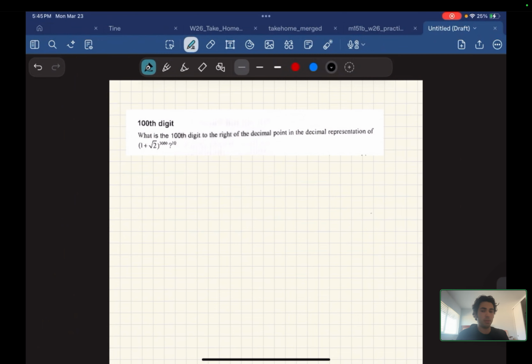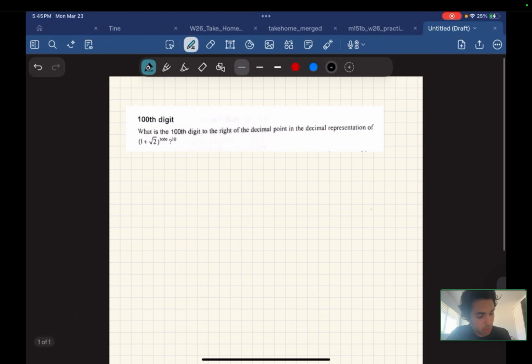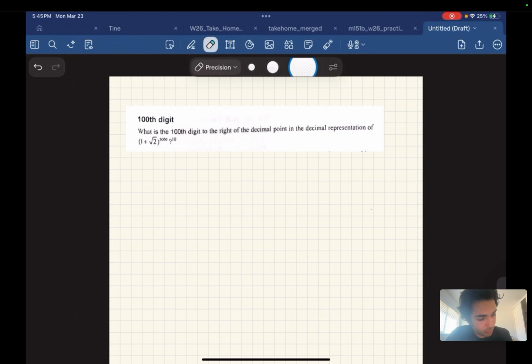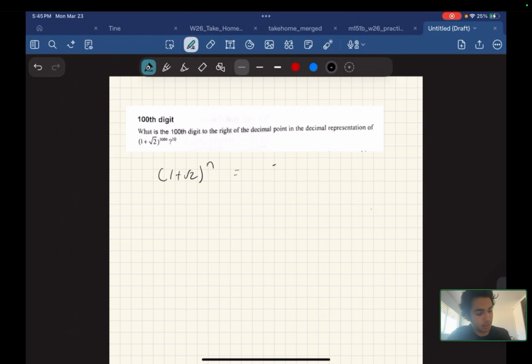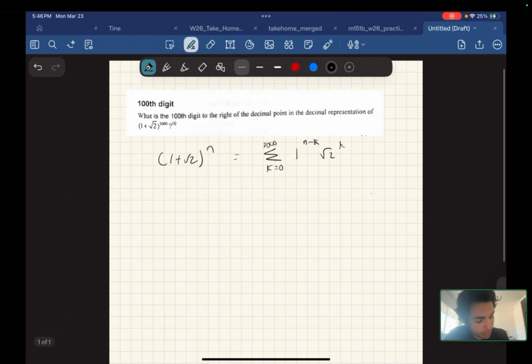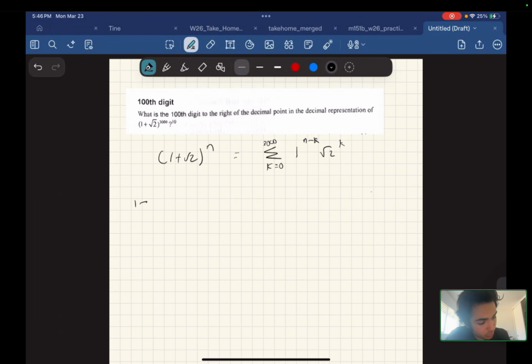Firstly, we have to know the binomial theorem, that says (1 + √2)^n, call it n, any value for now, is the summation from k equals 0 to 3000 of 1^(n−k) times √2^k. And if you know the conjugate of 1 + √2, it's the same thing, but take the plus and make it a minus. It's (1 − √2)^n in this case.